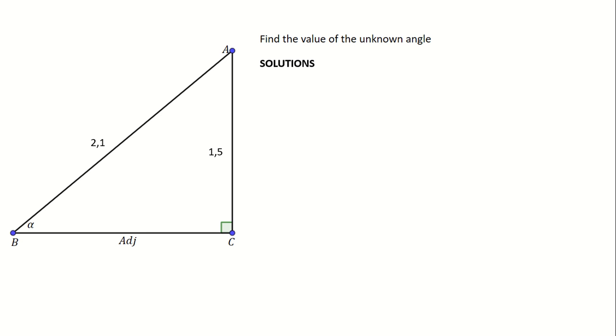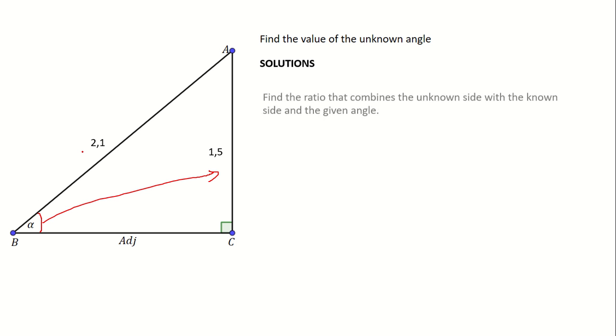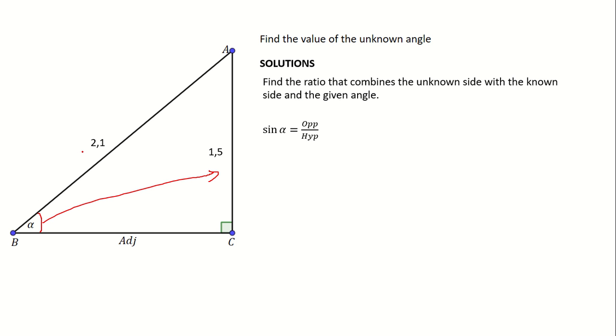You need to find a ratio that has both opposite and the hypotenuse. Note that 1.5 is simply a side that is opposite alpha, all right? The only ratio that combines opposite over hypotenuse will be sine. So I will simply write it as sine theta is equal to opposite all over hypotenuse. I do have the opposite and the hypotenuse.